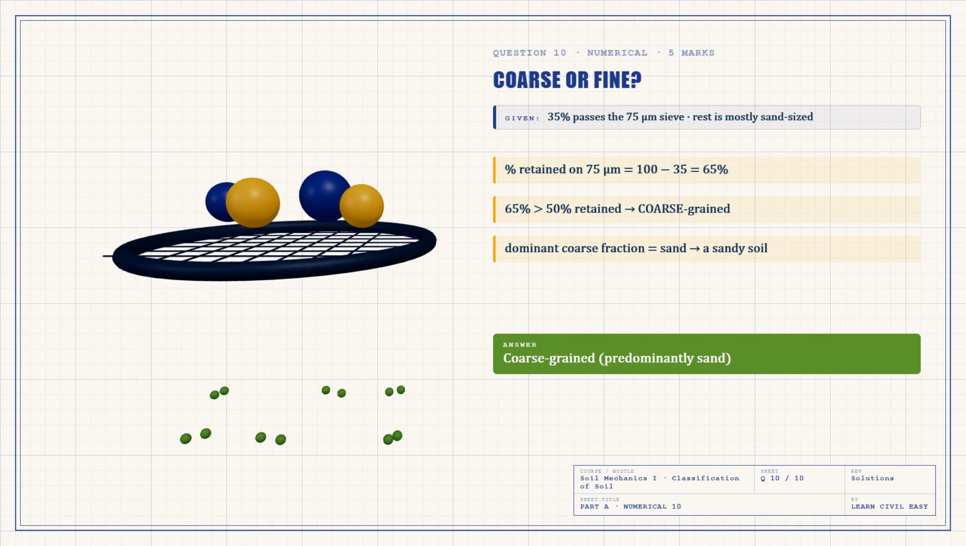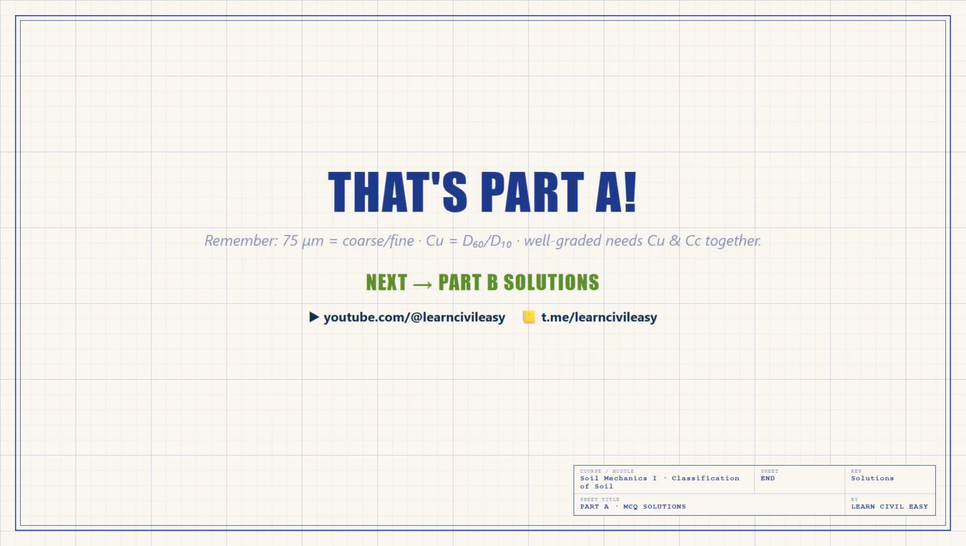Well done. And that is Part A. Remember the golden rules. 75 microns splits coarse from fine. Cu is D60 over D10. And a soil is well graded only when both Cu and Cc behave together.